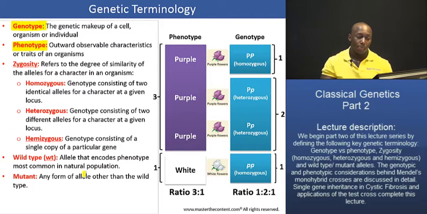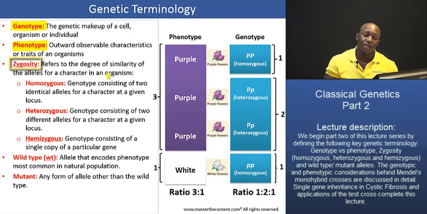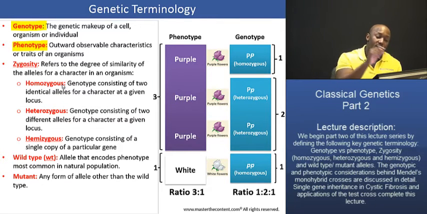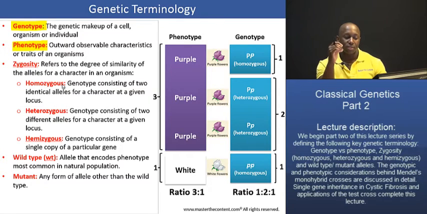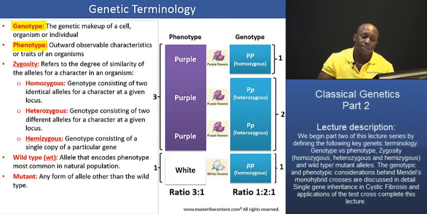Now, zygosity, on the other hand, refers to the degree of similarity of alleles for a character in an organism. So zygosity is better understood by looking at those three different terms that fall under it. So I'm going to start with homozygous. So homozygous basically refers to a genotype that consists of two identical alleles for a character at a given locus. So I'm going to explain that using the example to the right of the screen right there.